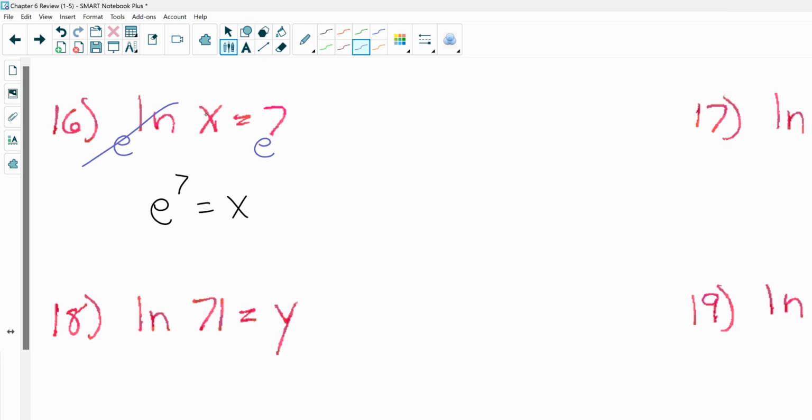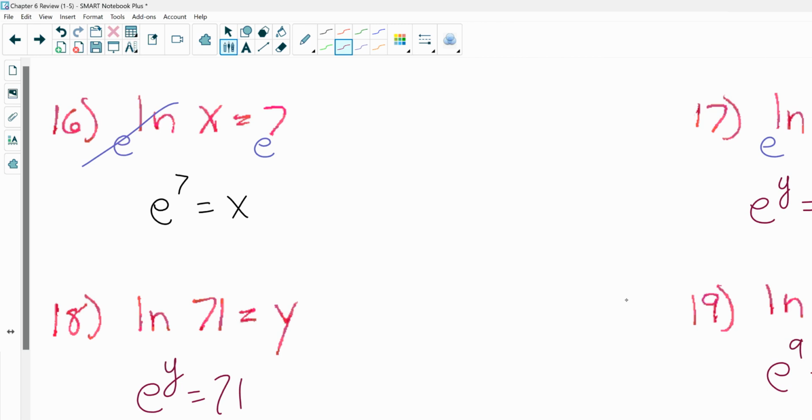We can do the same thing on the next one. e to the, which will tell us what? e to the y equals 71. And the last one, e to the 9th equals x.